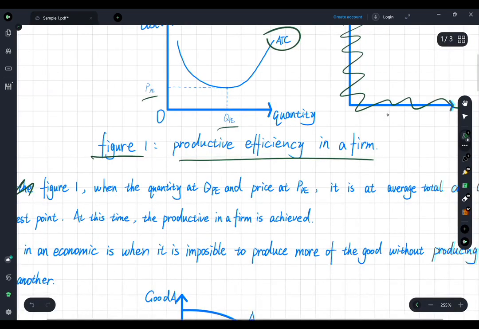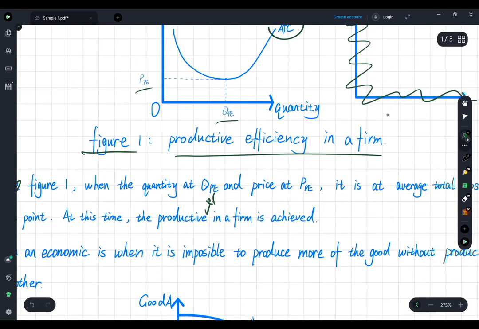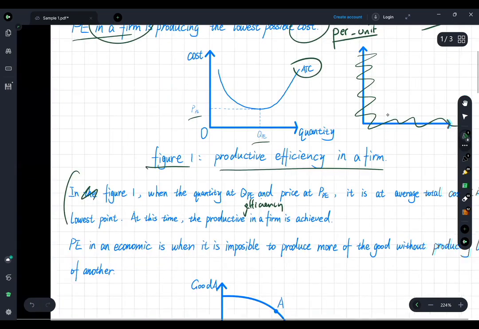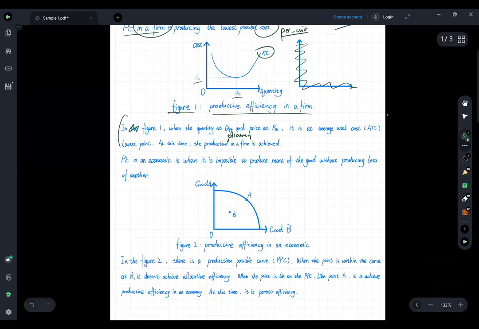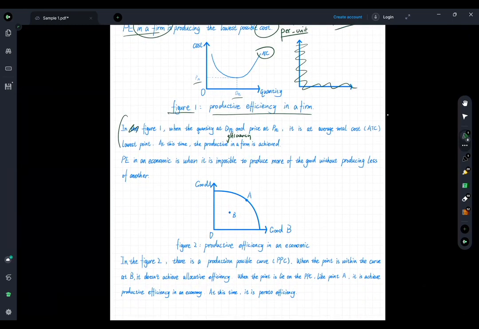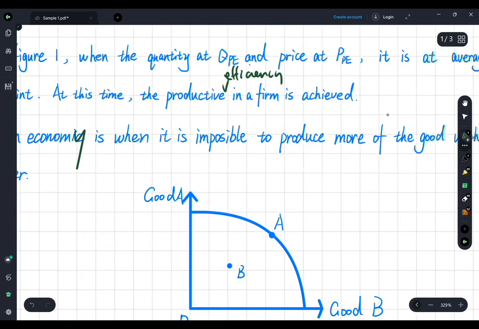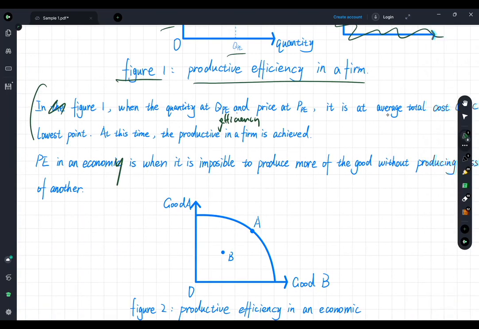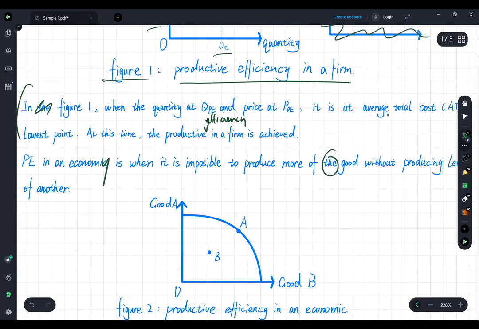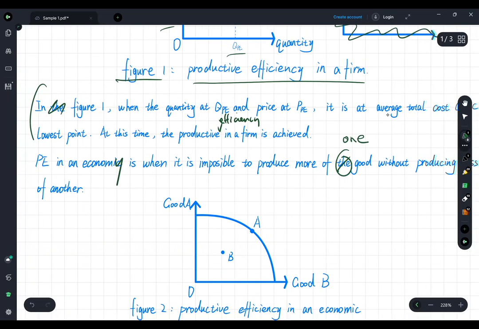Okay, at this time, productive efficiency in the firm is achieved. It's not super clear, but that's not bad for productive efficiency in a firm. All right, then we move to productive efficiency in an economy. It is when it is impossible to produce more of one good without producing less of another. Okay.